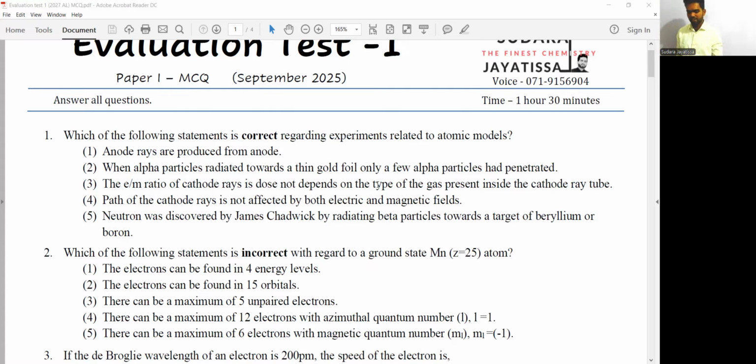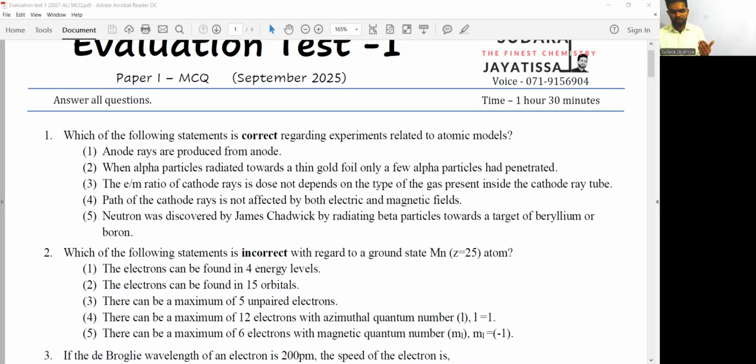So these experiments and findings they have given are related to these atomic models, right? Look at the first one. They're asking for the correct one. That means 4 statements here are incorrect, right? So when we write the review, what should we do? We should write in front of the incorrect ones why it is incorrect, and then write the correct way of that statement.